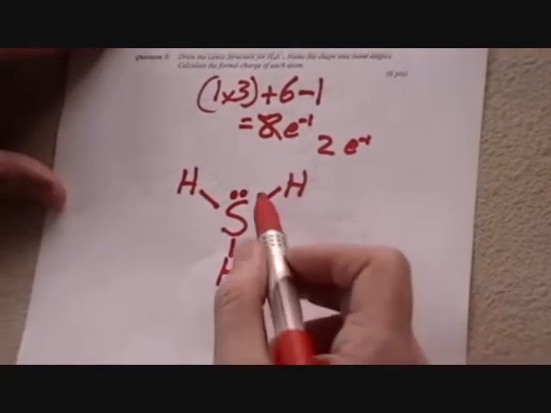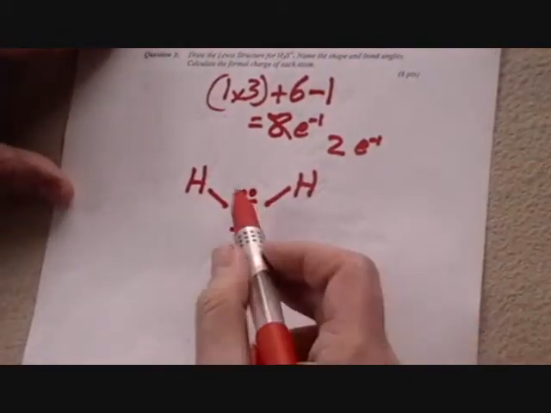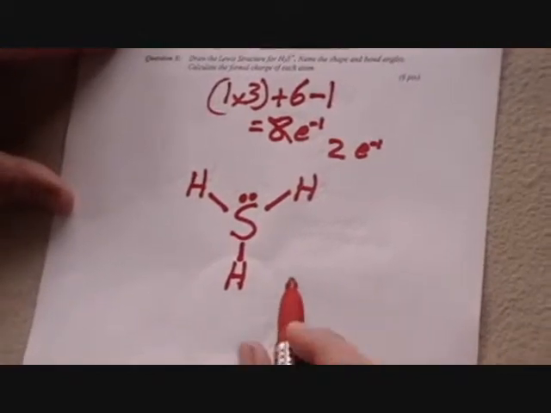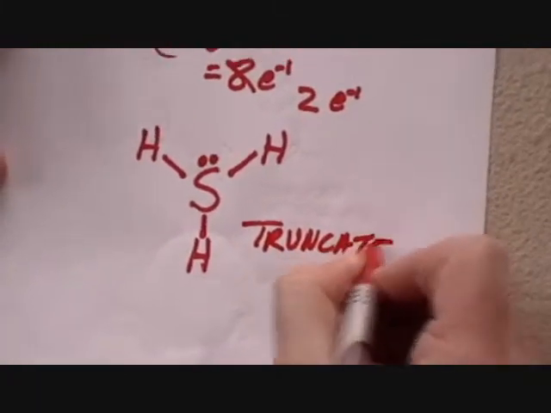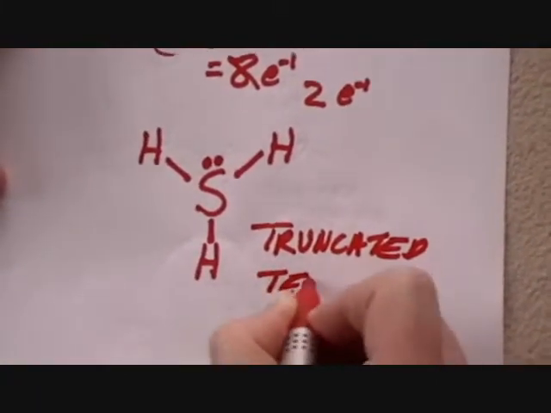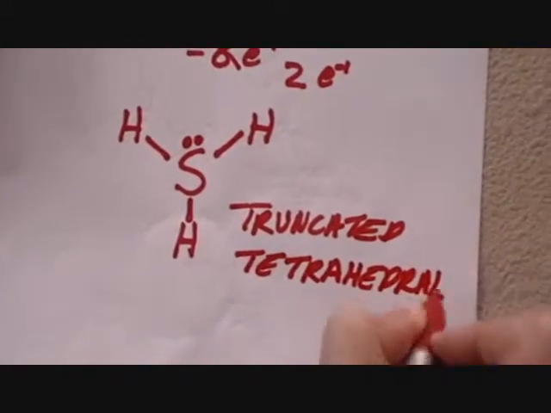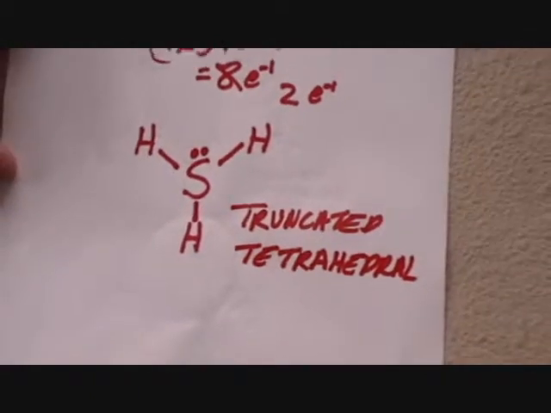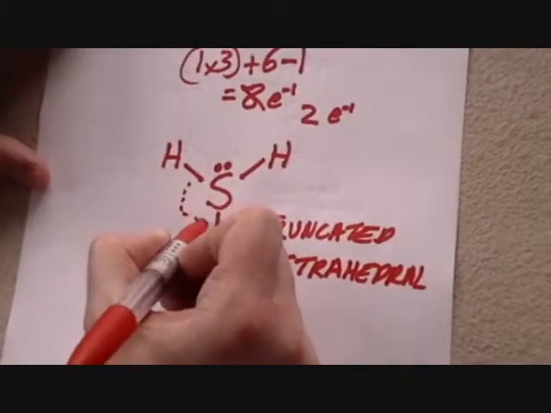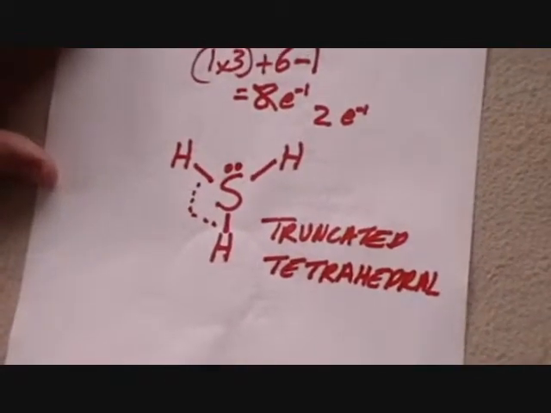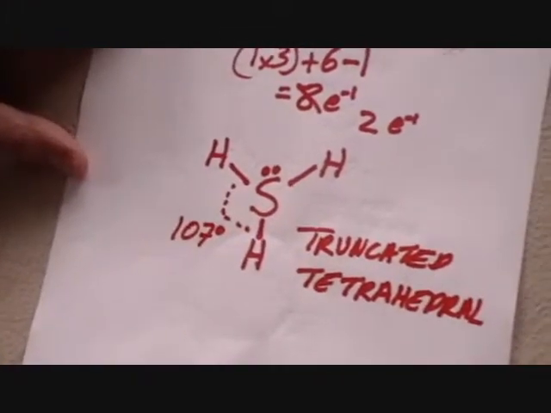So in terms of shape, we have 1, 2, 3, 4 sets of electrons, but one of them is just a lone pair. So as we saw before, it's an example of a truncated tetrahedral structure. Sometimes known, of course, as trigonal pyramidal. Either term is fine, and the bond angle each time between each pair of atoms to the sulfur atom is going to be 107 degrees.